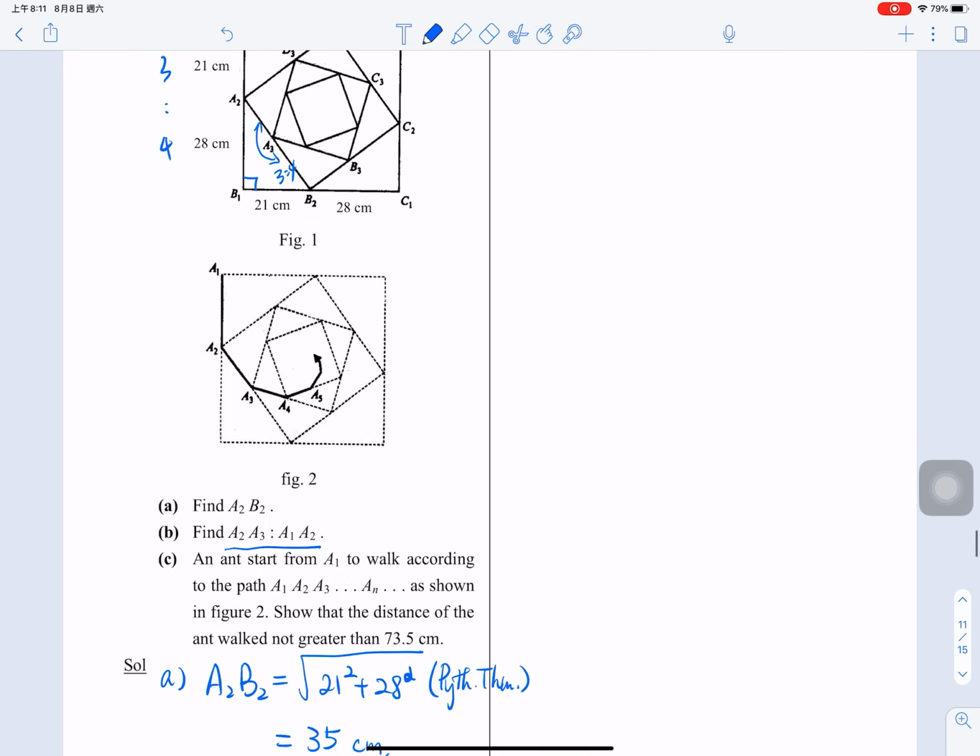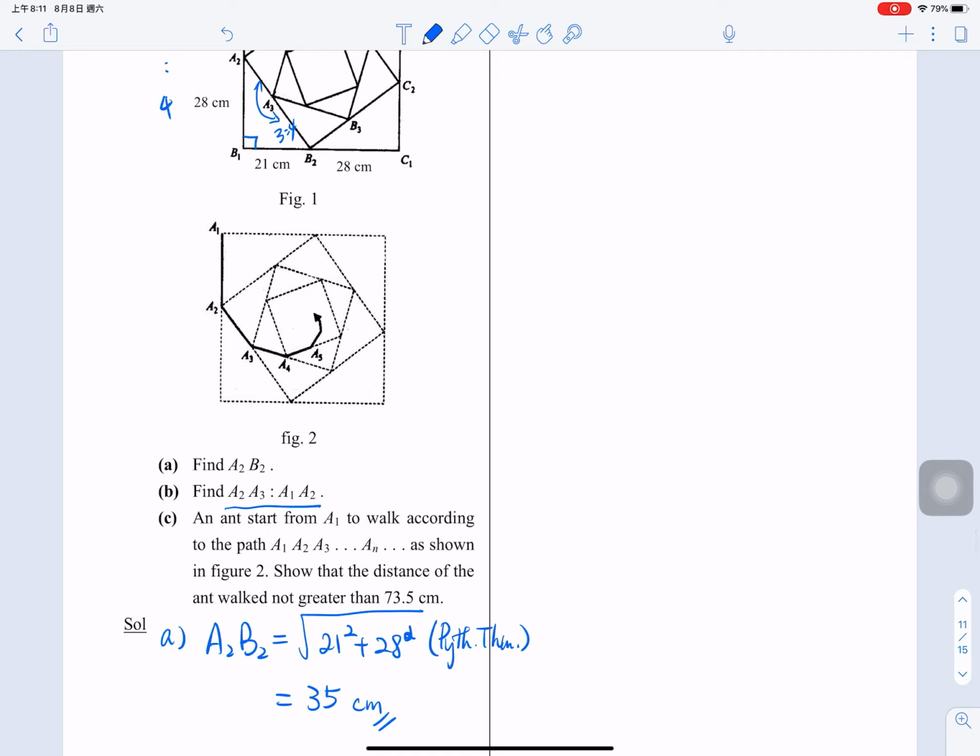How about part C? Part C asks you that an ant starts from A1 to walk according to the path A1, A2, A3, and then AN, as shown in figure 2. Show that the distance the ant walked is not greater than 73.5 cm. Not greater than, that means this is the maximum value, right? What happened?